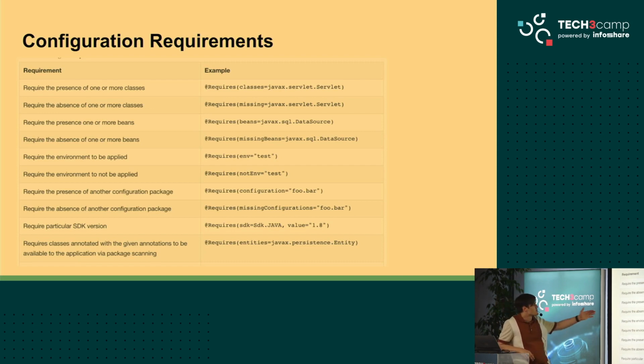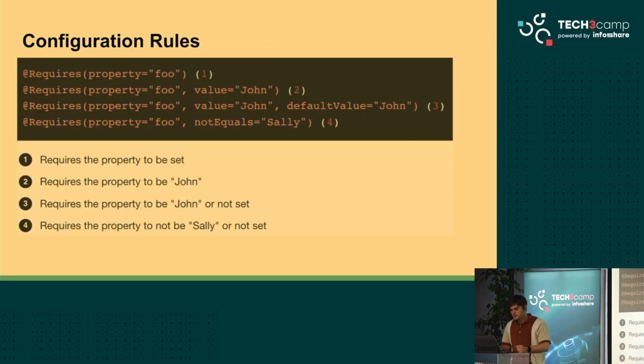Require the absence of one or more beans, or not env. So like everything but not this env. Quite useful, I would say. It's really very rich functionality. Even some environment properties, like the Java SDK, what the version of it is, etc. So it's quite cool. Yeah, rules can be combined. So as well, we have to take into account this one.